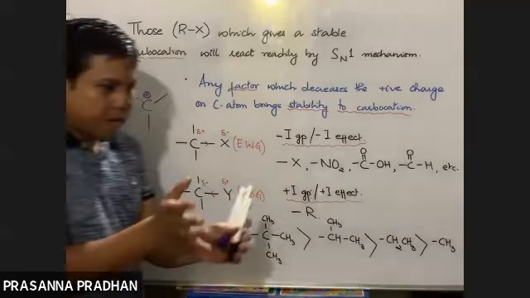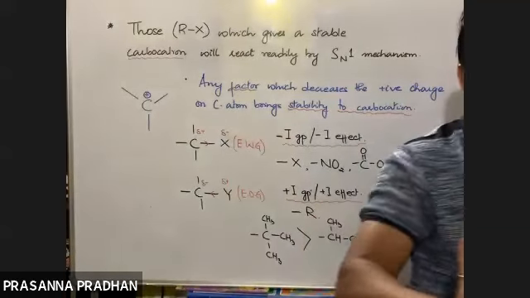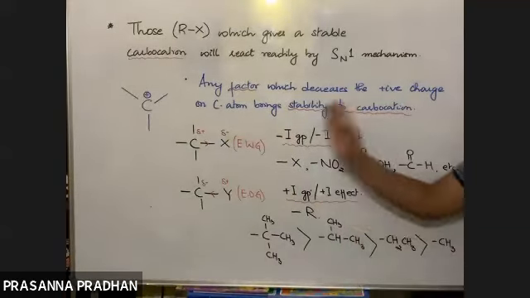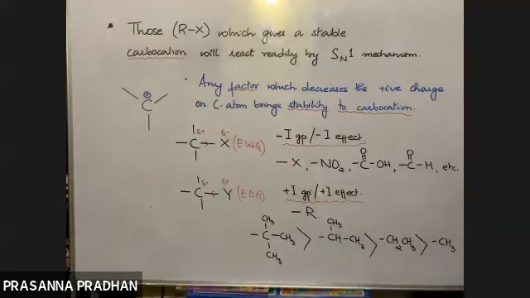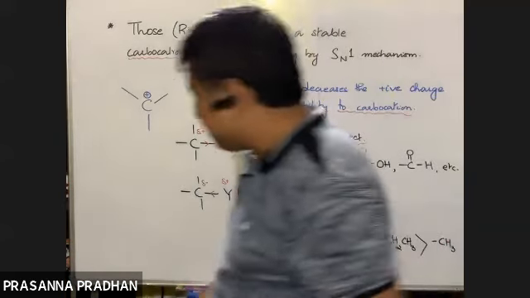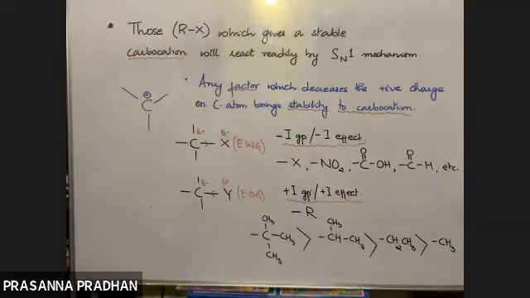So remember, plus I groups will push electron towards the carbon, minus I group will withdraw electron from the carbon. You need to remember. So plus I group, it's so easy, right? What is an example? Alkyl group. In an alkyl group, as the number of carbon atoms increases, the plus I effect will also increase.